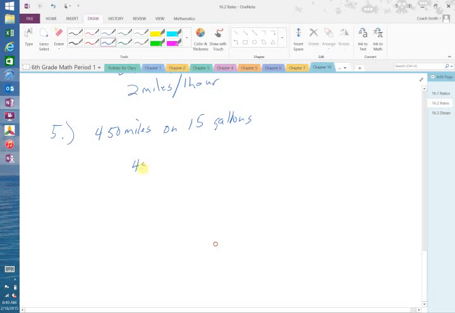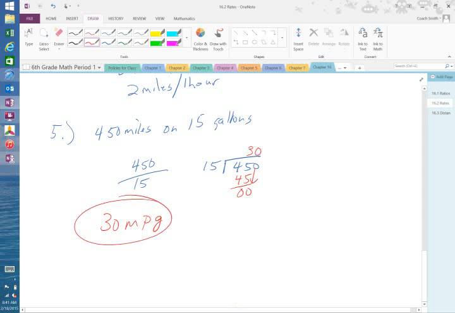Okay, we had 450 over 15. So we're just dividing 15 into 450. That goes 3 times, be 45. Remainder 0. Bring down your 0. 15 into 0 goes 0 times. That would be 30. So, that would be 30 miles per gallon. MPG.